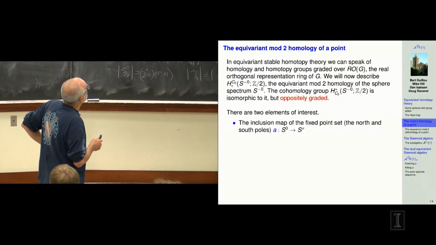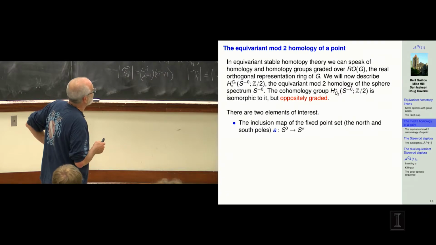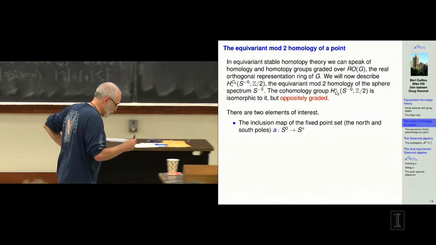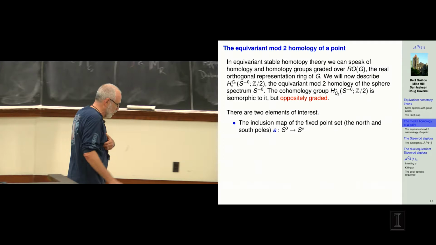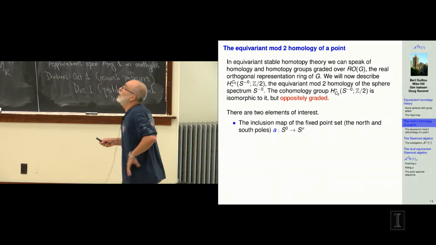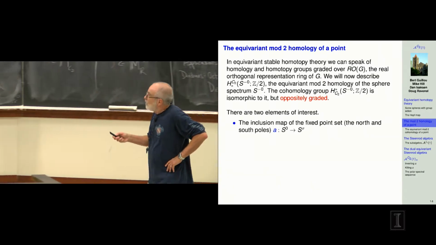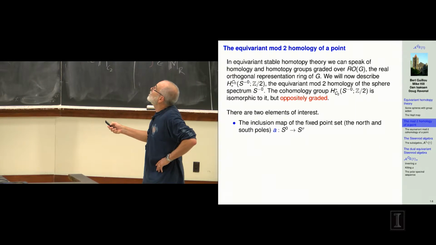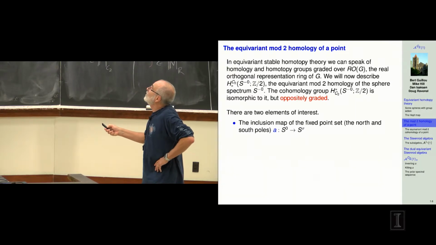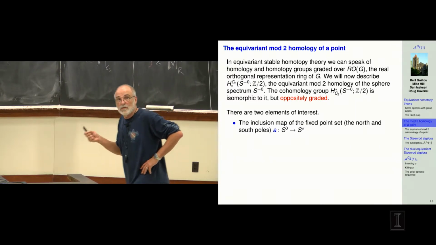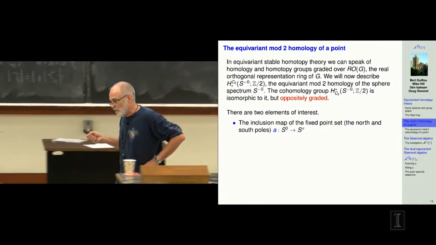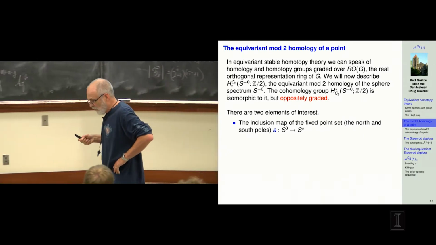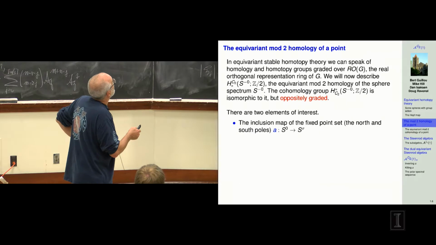One is this map. Now you notice I put it in blue. These things are going to be color-coded, I hope, consistently throughout this talk. So this is the twisted circle that I showed you before, and this is the fixed points. This is the inclusion of the fixed points into the twisted circle. That's certainly an equivariant map.